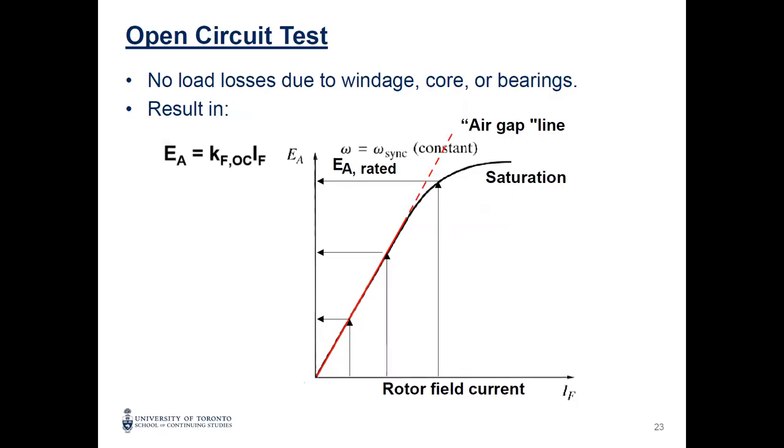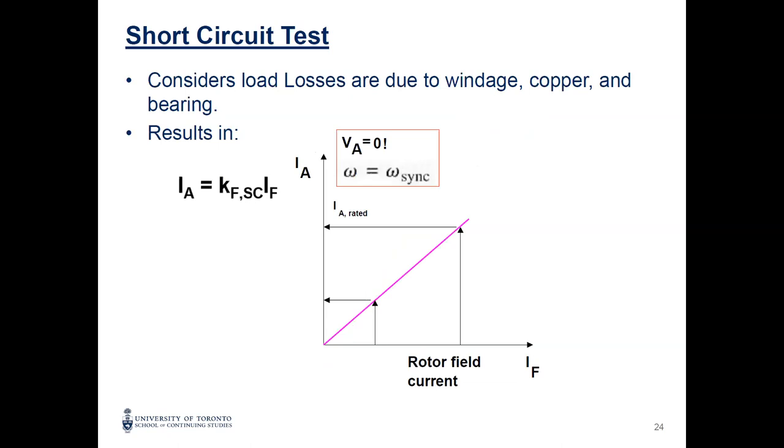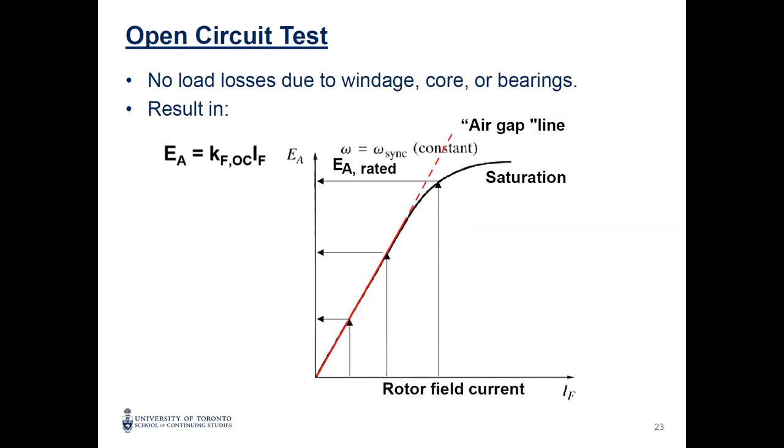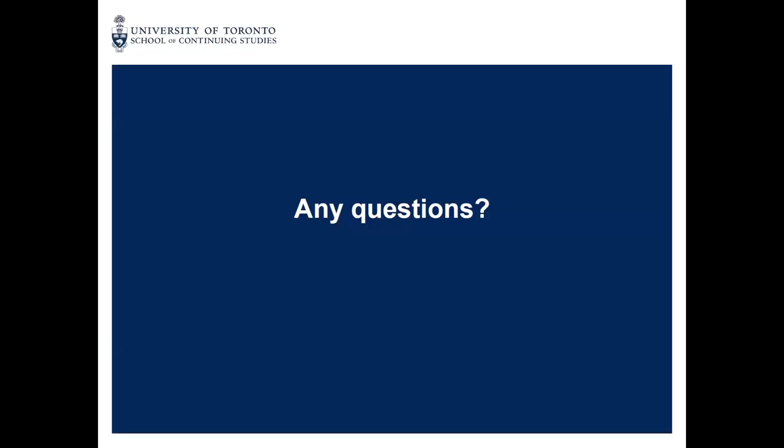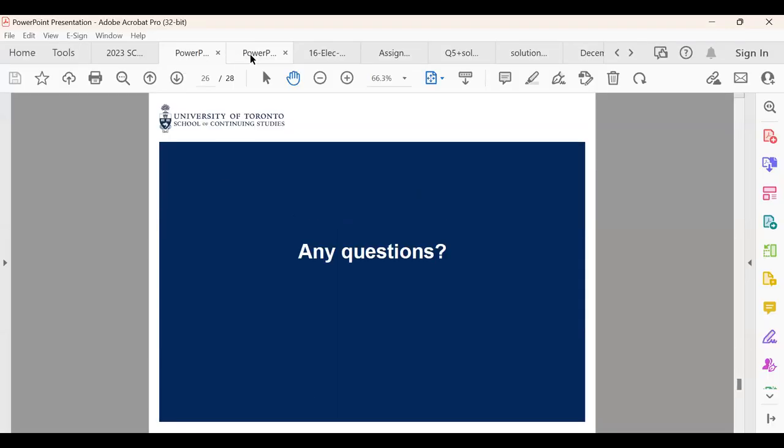The open circuit test and the short circuit test, we are going to solve a problem today about them. We actually use them to get the equivalent circuit. We said it's RA plus jXS. Then we said it's just the XS because the RA is very, very small compared to the XS. And we will solve one problem and see the differences. If no questions, I can start right away.